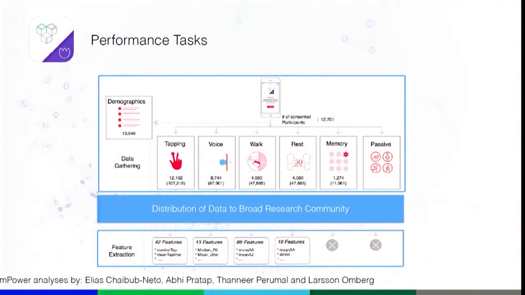Okay, so what are these tasks? So here's a series of tasks that we asked individuals to perform, and you can see listed below them the number of individuals who decided to perform one of these tasks and the number of total tasks we got across all of those individuals. So by far, the most popular task was the tapping task. This is very simple. Take your phone, tap back and forth for 20 seconds. This gives us some indication of motor initiation in Parkinson's disease.